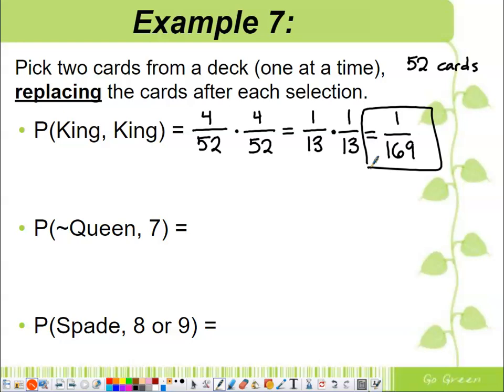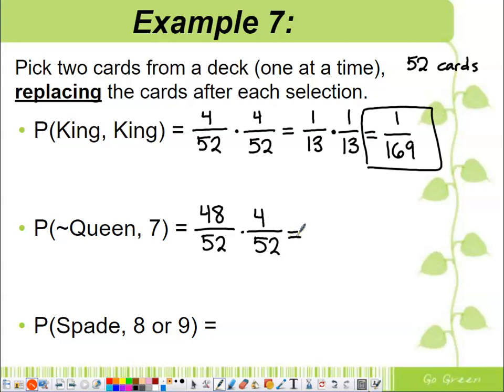All right, this next one, we have the probability of getting not a queen, followed by a 7, okay? So probability of not getting a queen, there's a lot of different possibilities there, right? So we have 52 cards. 48 of those cards are not a queen, right? We have 4 queens, 48 of them are not a queen, okay? So we're gonna go ahead and we replace that card, so we still have 52 cards. And then we have the probability of 7, so we have that 4, okay?